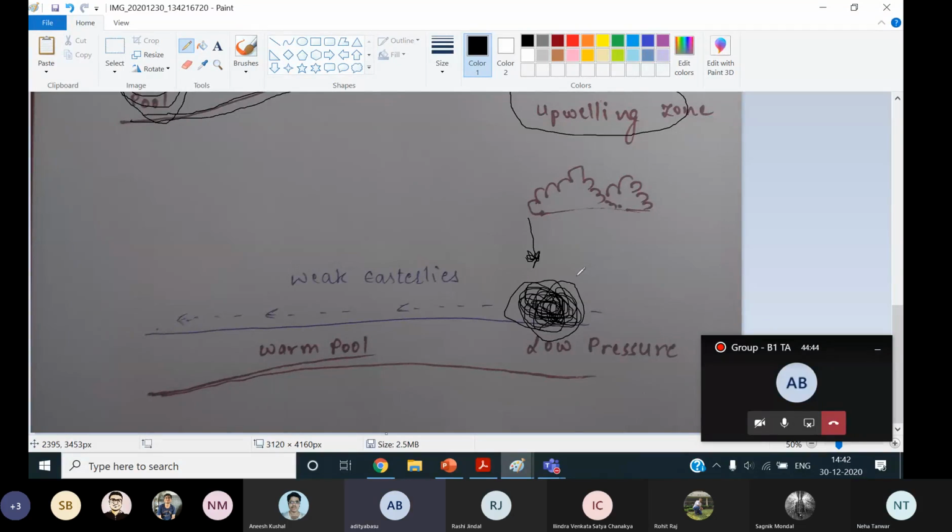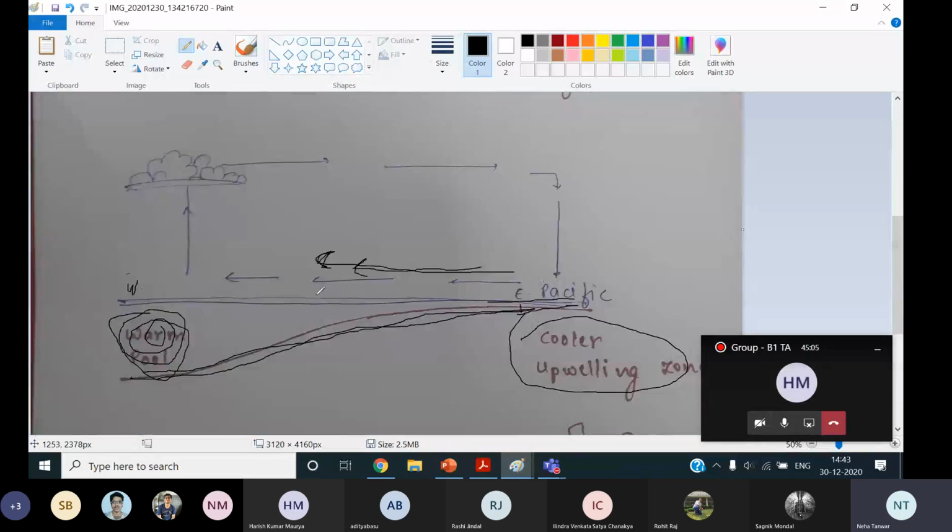Because the warm mass of air, basically the monsoon near the Indonesian region, the Bay of Bengal. Droughts might occur. Okay, you all are right.